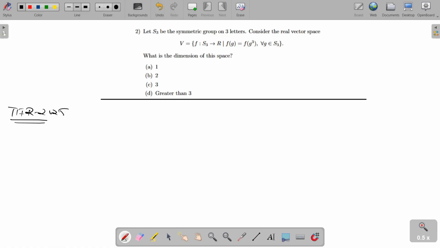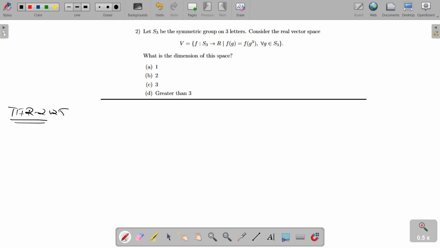In the question it says, let S3 be the symmetric group on three letters. Consider the real vector space V. What is V? It is the set of all functions from S3 to R such that f of g equals f of g cube for all g belonging to S3. They are asking for the dimension of this space.